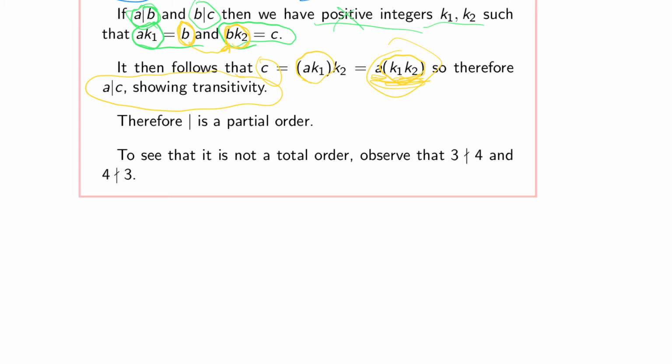Since we have shown transitivity, we now know that this relation is a partial order. To see that it's not a total order, all we have to do is observe that 3 does not divide 4, and also 4 does not divide 3. There are many other examples that you could have picked for this, but I just chose that one arbitrarily. But there you go. Since some two elements, namely 3 and 4, are incommensurable, it is not a total order, and the proof is complete.